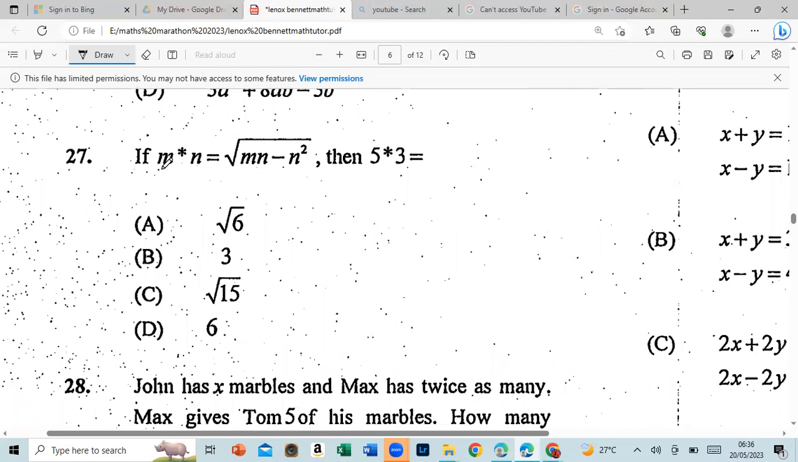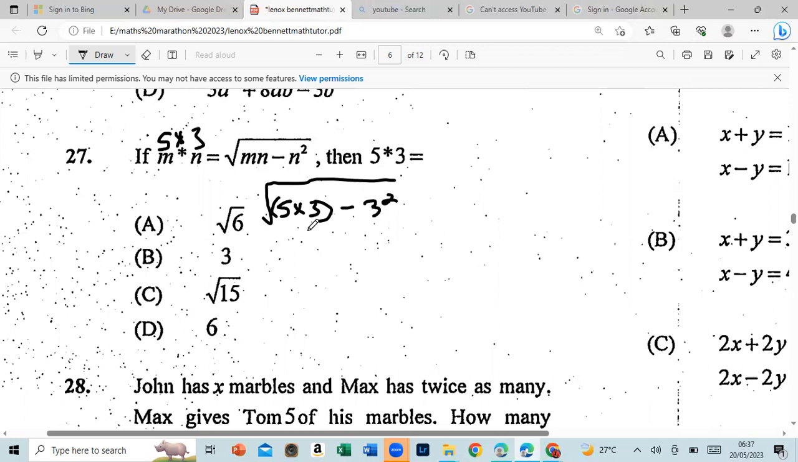It says if m asterisk n is equal to the square root of mn minus n squared, then 5 asterisk 3 is. So what it is, the first one represents the first number. Alright, so let's put things in perspective. So it says mn means you multiply m times n, so that's 5 times 3 minus n, which is 3 squared. Alright, so let's work that out.